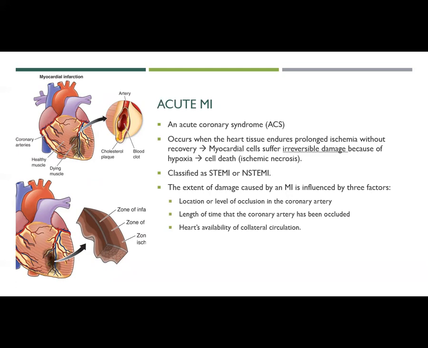The extent of damage caused by the myocardial infarction is influenced by 3 factors: location or level of occlusion in the coronary artery, length of time that the coronary artery has been occluded, and the heart's availability of collateral circulation. So this is what I was talking about before, is depending on the location of where the block happens is how much damage you're going to have. Because if I have a block way up here, then it's going to cause all of this area to be damaged. If I have a block down here, then this area is just going to be damaged, but the whole heart's not going to be damaged.